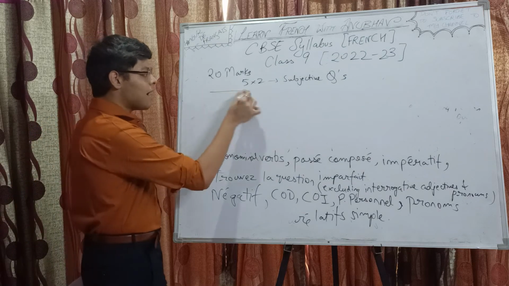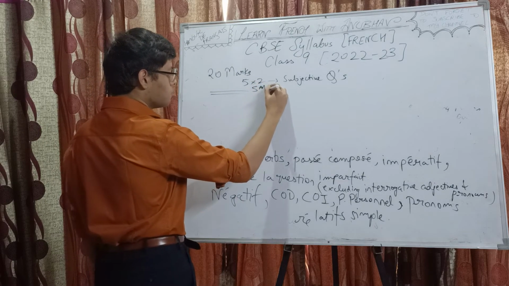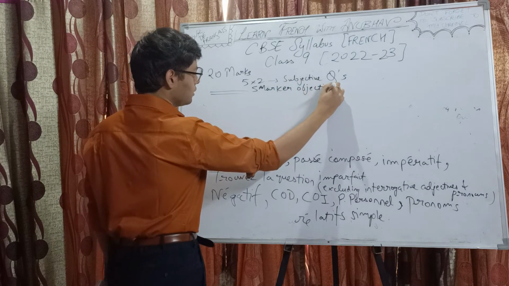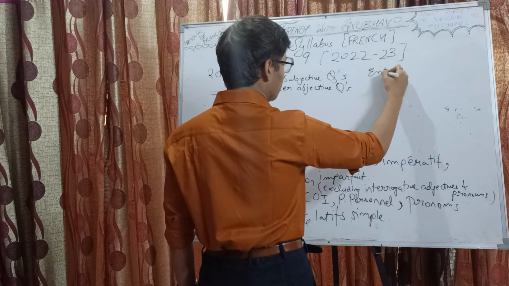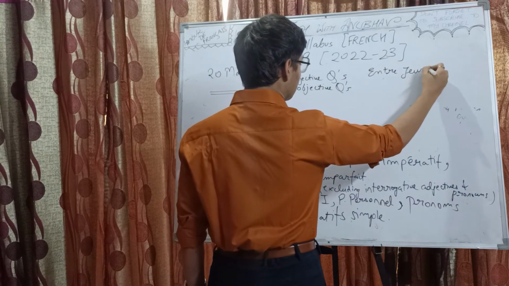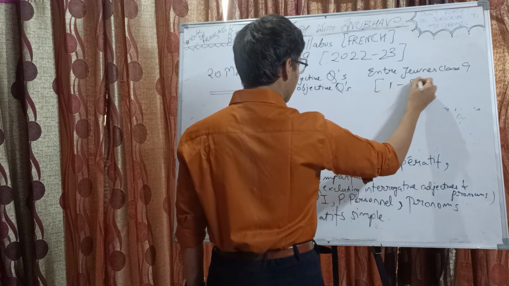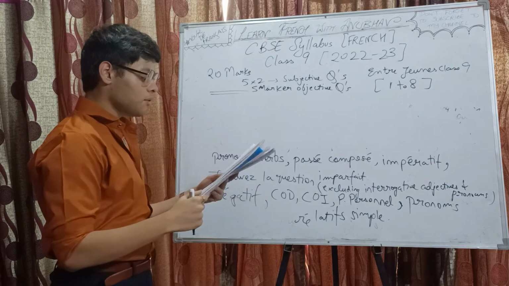So now 80 marks over. 5 marker objective questions. Objective questions. Anubhav class 9. One to 8. All the chapters are there from 1 to 8.